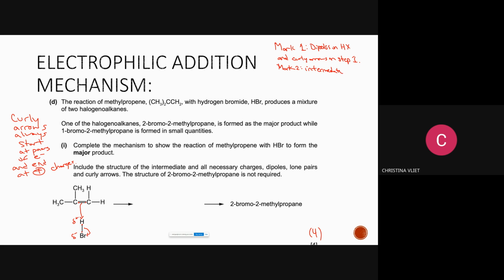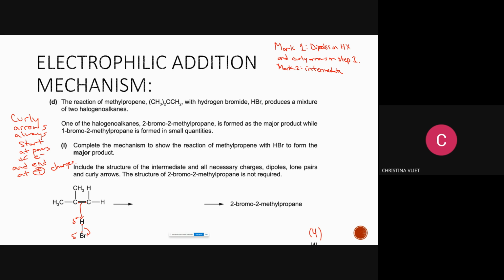What would my intermediate be? If you remember Markovnikov's rule, you're like, oh, Markovnikov? This is an uneven adding. The hydrogen should go to the side of the molecule that has the most hydrogens, because the carbocation is most stabilized when it has more carbon groups. We call this the inductive effect.